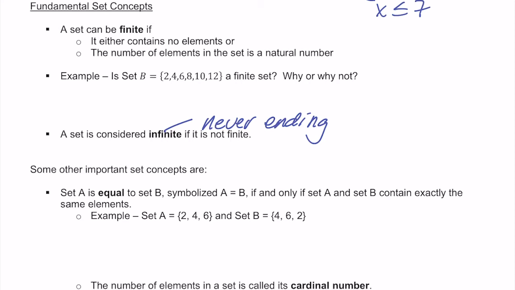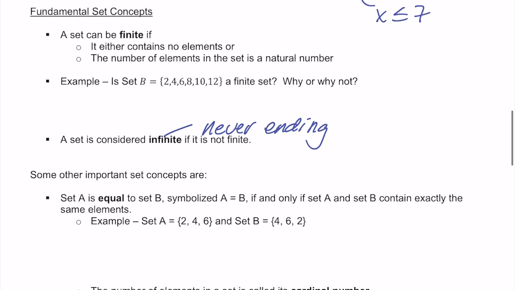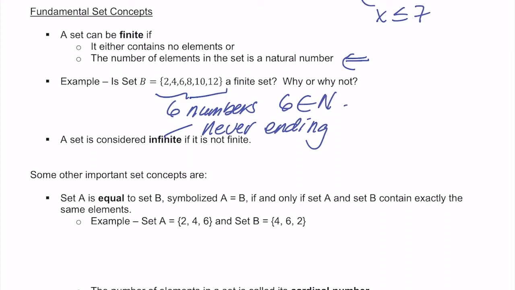So the first thing I'm going to check is, does it contain any elements? Yes, it does. So we're going to focus on this rule right here. The number of elements in the set, is it a natural number? So if I count how many numbers are in this set, there's 6 numbers here. 6 is a natural number. It's countable. So 6 is an element of the natural numbers. So therefore, yes, it is a finite set because I can count the number of elements in that set.